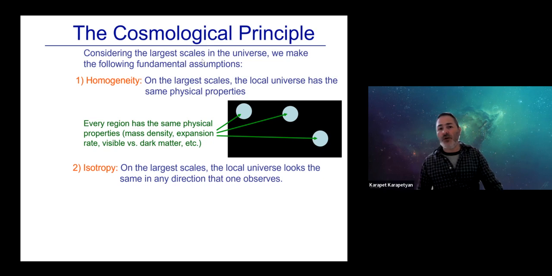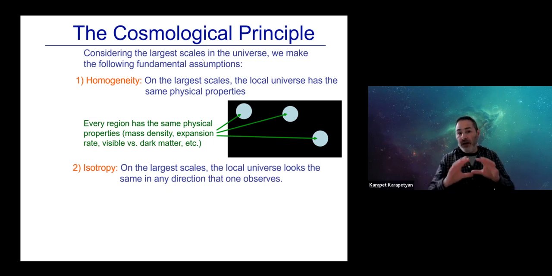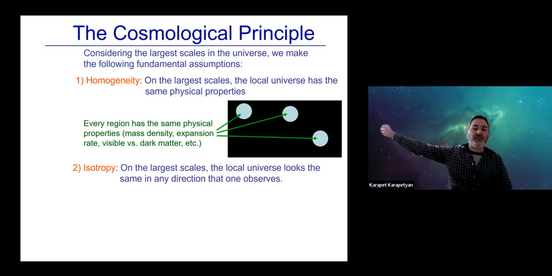That means we don't go to Andromeda galaxy and find that the laws of physics are completely different. Things should be the same in our galaxy compared to other galaxies. That means our universe as a whole should be homogeneous. And isotropic means that it's pretty much going to be the same thing for us as it would be for someone living in Andromeda galaxy, or someone living in a very, very far away galaxy. For them, the view of the universe should be exactly the same as ours. That means the local universe looks the same in any direction that one observes.